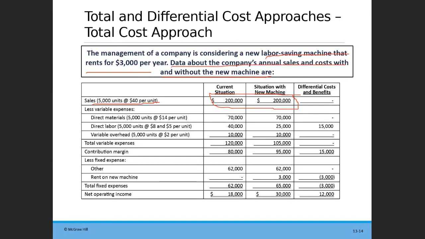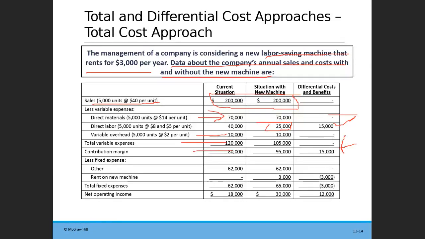Variable expenses. Well, I still have materials. They're the same, so no differential there. But my direct labor will decrease from 40 to 25. And so there we have this differential benefit of $15,000. Overhead doesn't change. Contribution margin again is better by 15,000.